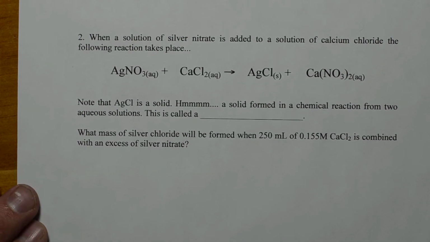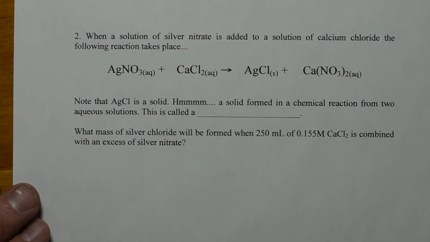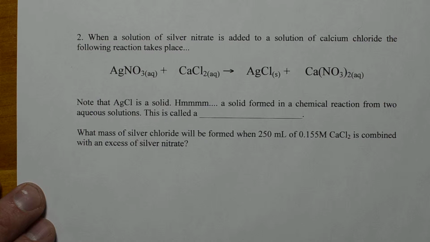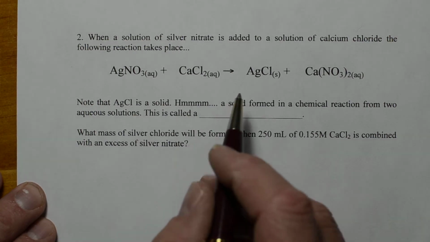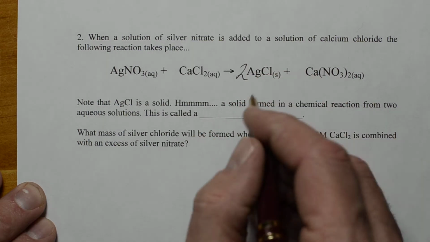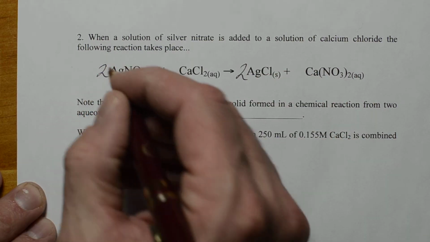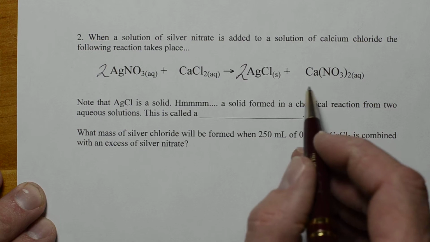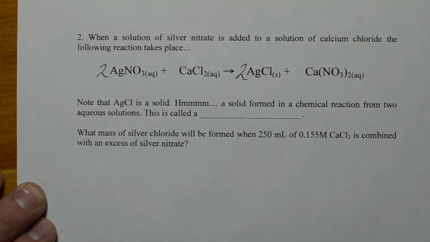When a solution of silver nitrate, there it is again, is added to a solution of calcium chloride, the following reaction takes place. Silver nitrate plus calcium chloride reacts to form silver chloride plus calcium nitrate. Okay, hopefully you've noticed that equation is not balanced. So let's balance it. I've got 2 chlorides here, I want 2 there, so I'm going to put a 2 in here. That gives me 2 silver, that gives me now 2 nitrates. I've got 2 nitrates. Everything's great.